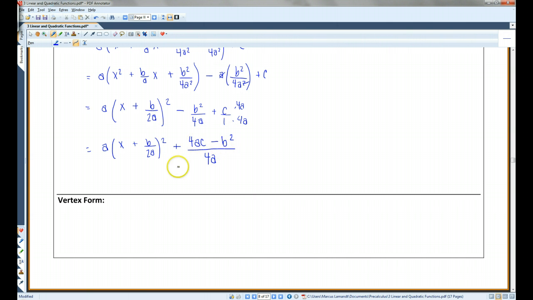Alright, so this is in vertex form. Hopefully you guys remember vertex form: f of x equals a times x minus h squared plus k. And as you can see here, according to this formula, h is b over 2a. I'm actually going to make a change here.